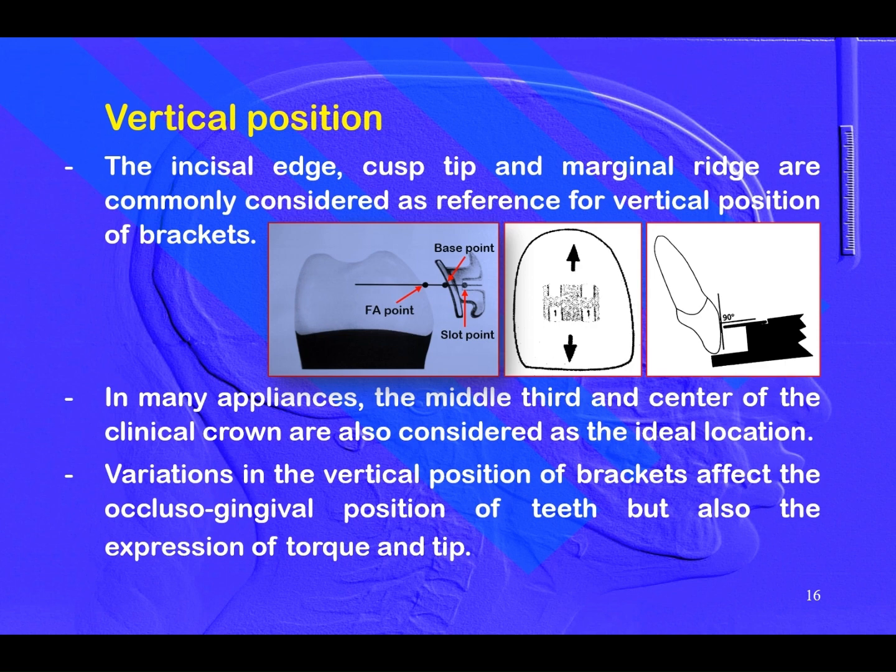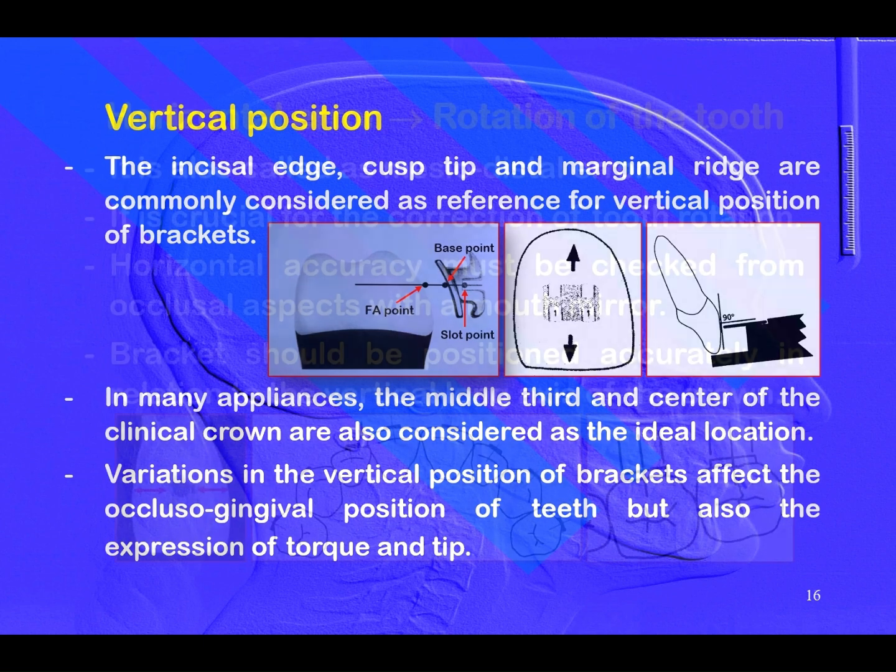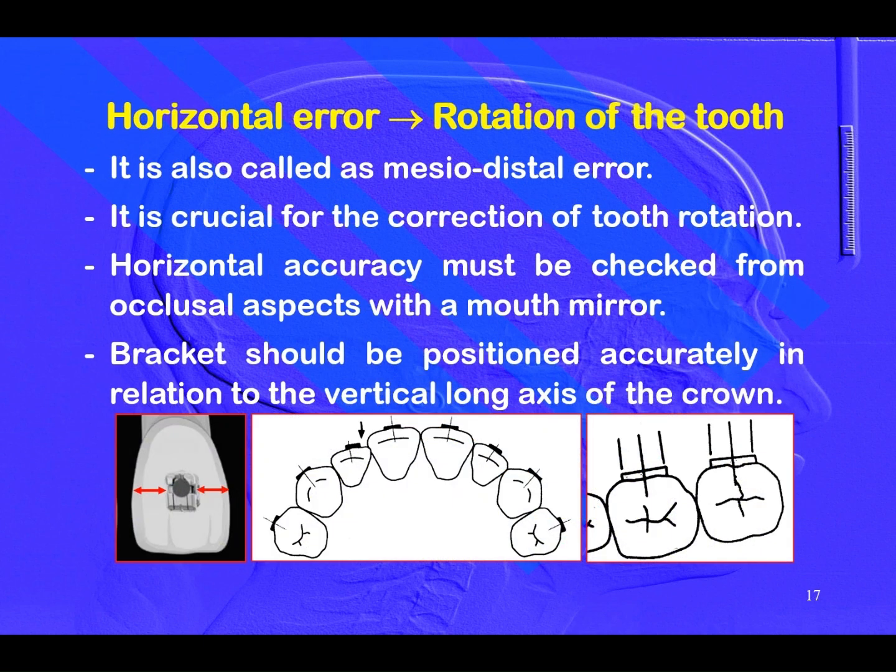Thus, proper recommendations, as recommended by a particular pre-adjusted edgewise appliance system, need to be followed for optimum outcomes. Accurate horizontal or mesiodistal placement of brackets is crucial for the control of tooth rotation. An error in the horizontal bracket placement results in the tooth being rotated.